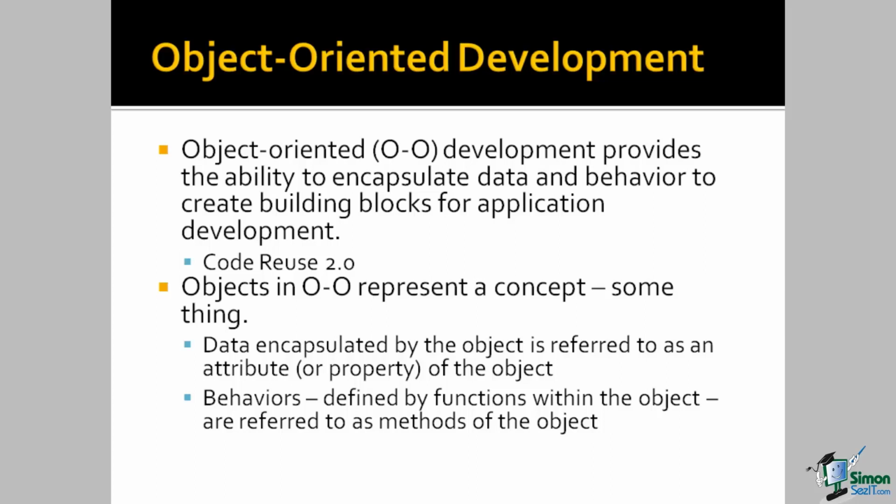Object-oriented development is the epitome of software reuse. In object-oriented development, an object represents a thing, a concept within our application. Those things have attributes or properties that define their being. We refer to that data that we enclose within this software construct as attributes or properties of the object. And we typically do not allow users of our objects to interact directly with the data. Instead, we define functions that allow certain behaviors of the object with which a user of the object can interact.